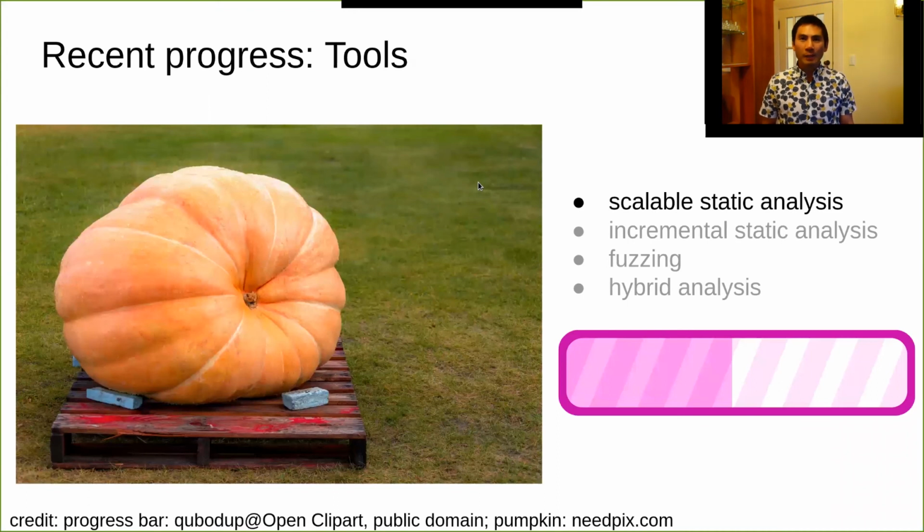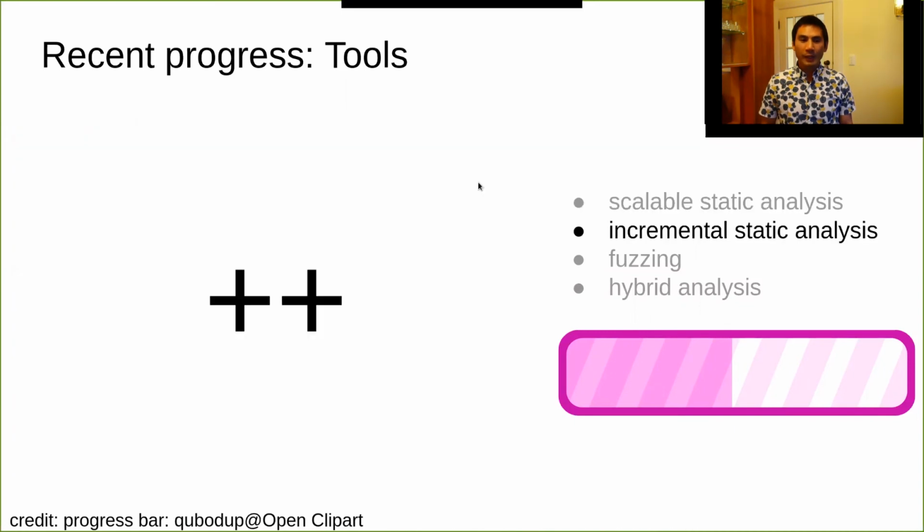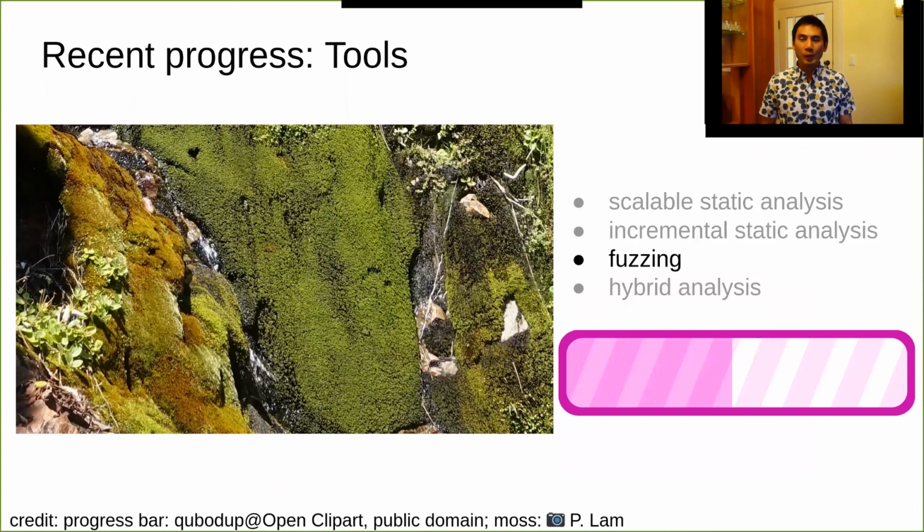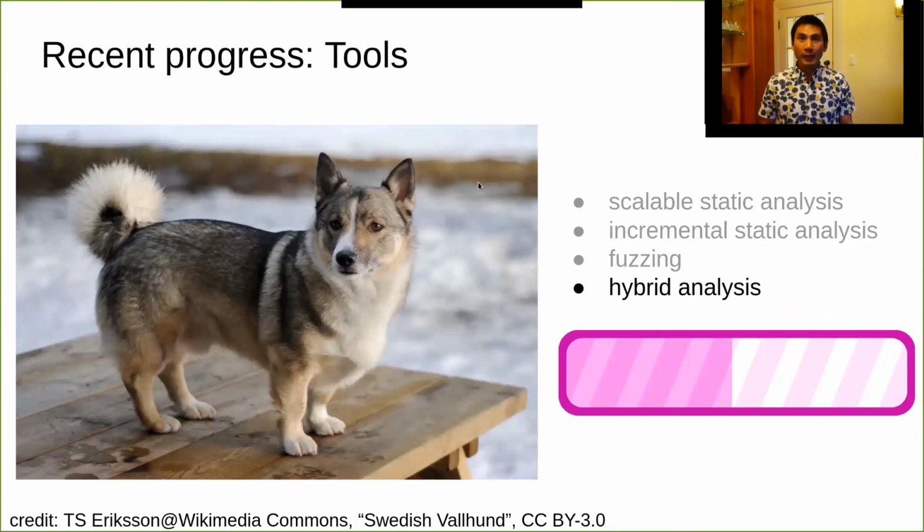Let's talk about some recent progress in tools and why we think that they can really help with versioning these days. There's been a lot of work in scalable static analysis, which can apply to realistic size libraries. This is using progress in incremental static analysis. And also fuzzing can help as well, get better understanding of what programs are actually doing. There's also been recently hybrid analysis combining dynamic and static analysis, which can help with both the optimism and pessimism problems.